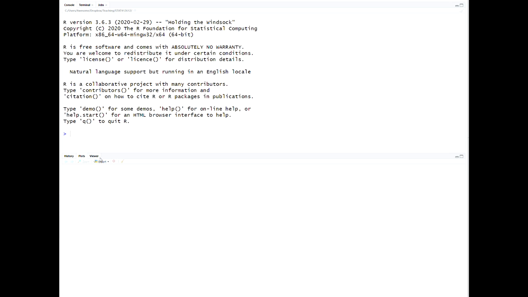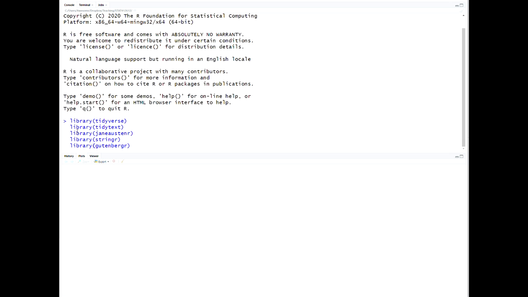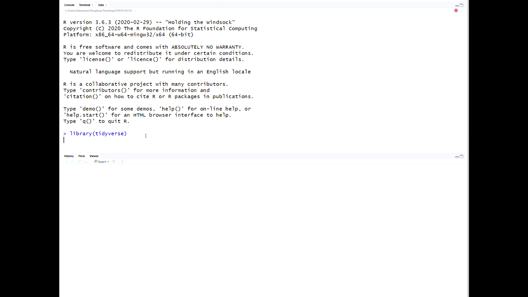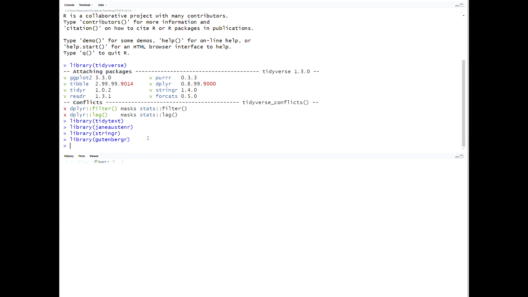To start with, we are going to library in the packages that we're going to need. So we'll just do that real quick. In this section of videos, we will be applying sentiment as it changes throughout the text. So we'll be analyzing that and graphing word clouds as well.